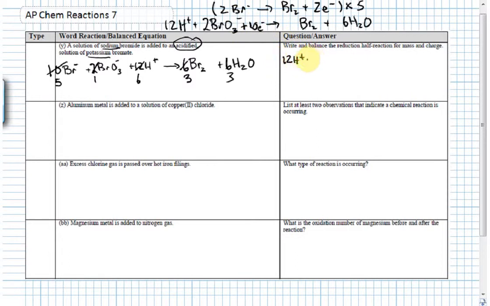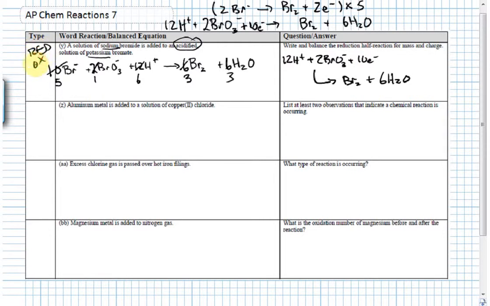12H plus 2 bromates plus 10 electrons goes to bromine plus 6 waters. Again, that's the reduction. Reduction means gaining electrons. All right. We also wrote the oxidation half reaction up there. All right. This is definitely redox.